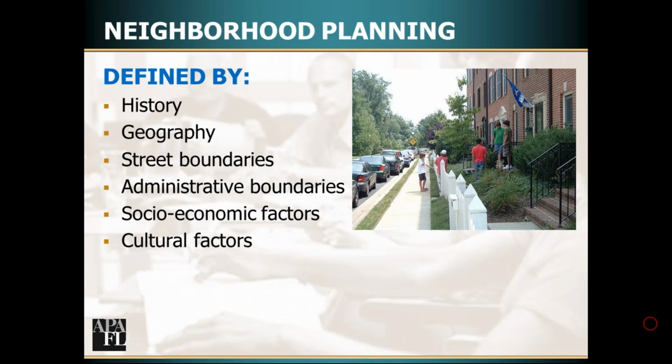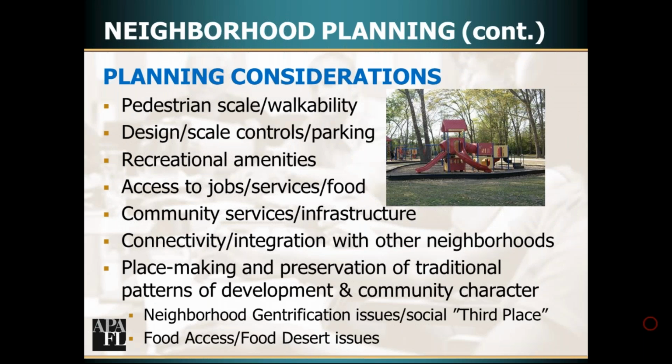neighborhood planning. We're going to have a whole separate training on neighborhood planning, but they're defined by history, geography, street boundaries, administrative boundaries, socioeconomic factors, cultural factors. Some of the planning considerations are pedestrian scale, walkability, design, scale controls, parking, recreational amenities, access to jobs, services, food, community services, infrastructure, connectivity, integration with other neighborhoods, placemaking, preservation, traditional character. So neighborhood gentrification issues, third place. Anybody know what third place is?